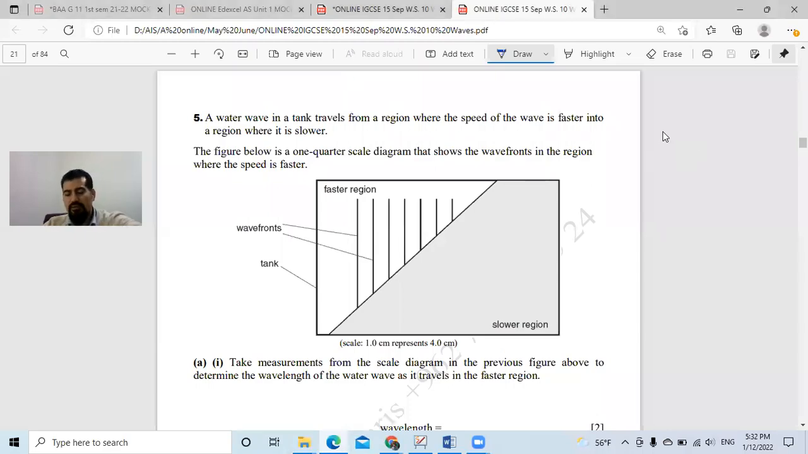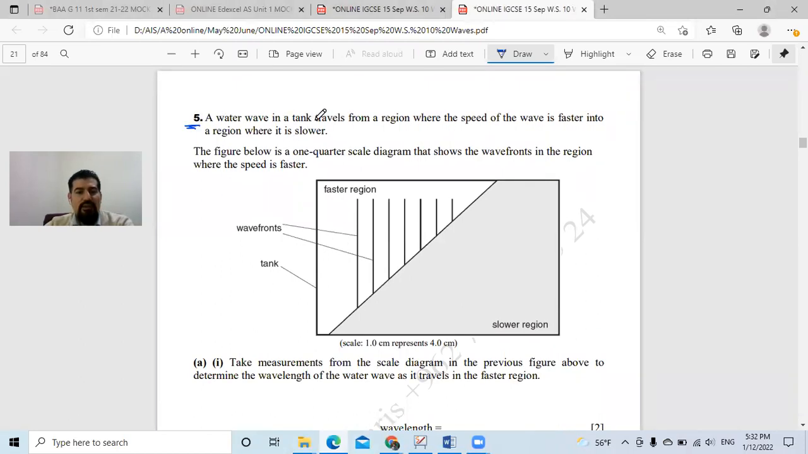Today we are going to continue talking about reflection, refraction, and diffraction generally in waves and specifically in water waves today, inshallah. Question number five was one of the homework from last class.